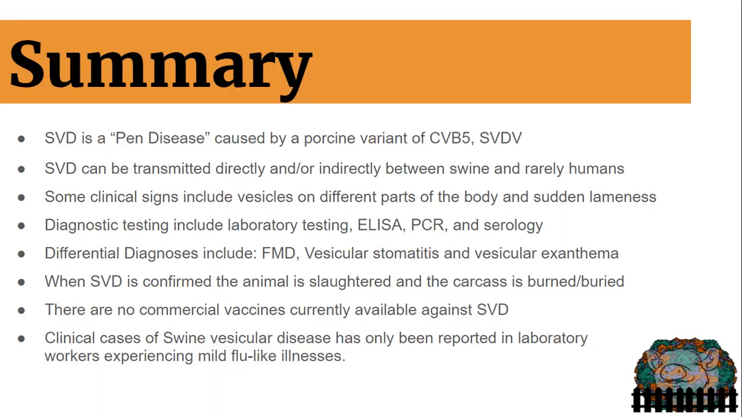When swine vesicular disease is confirmed, the animal is slaughtered and the carcass is burned or buried. There are no commercial vaccines currently available for swine vesicular disease. Clinical cases of swine vesicular disease have only been reported in laboratory workers experiencing mild flu-like illnesses.